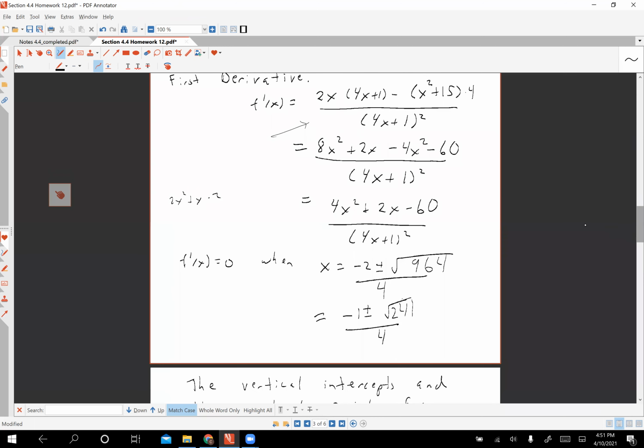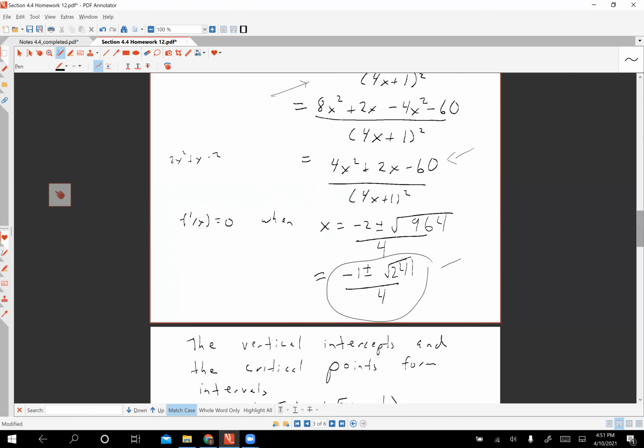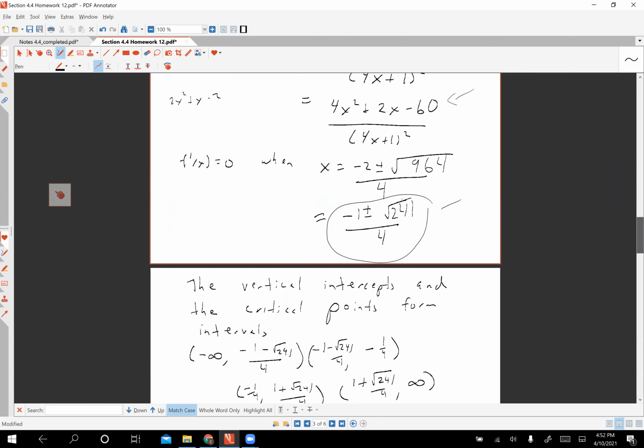And when is the numerator 0? So we can just use the quadratic formula, and we get, after a little simplification, that the critical points occur just a little bit to the right and the left of the vertical asymptote, x equal to -1/4. So it's -1 plus or minus the square root of 241 over 4.